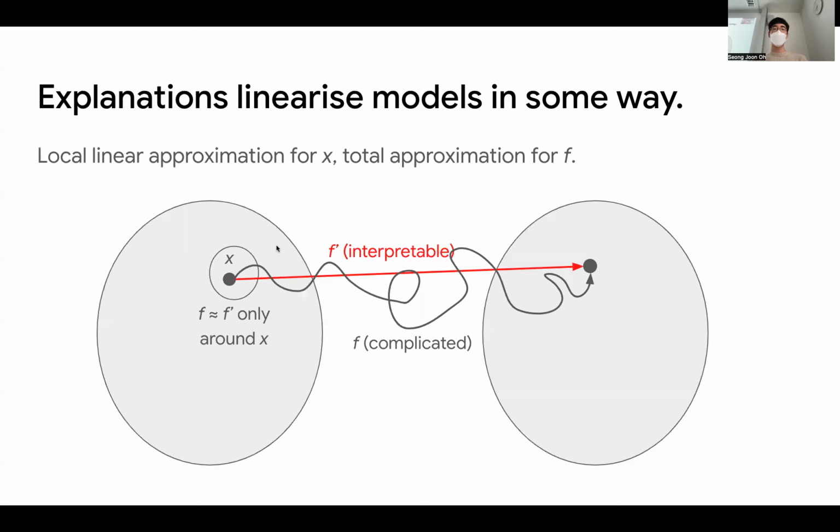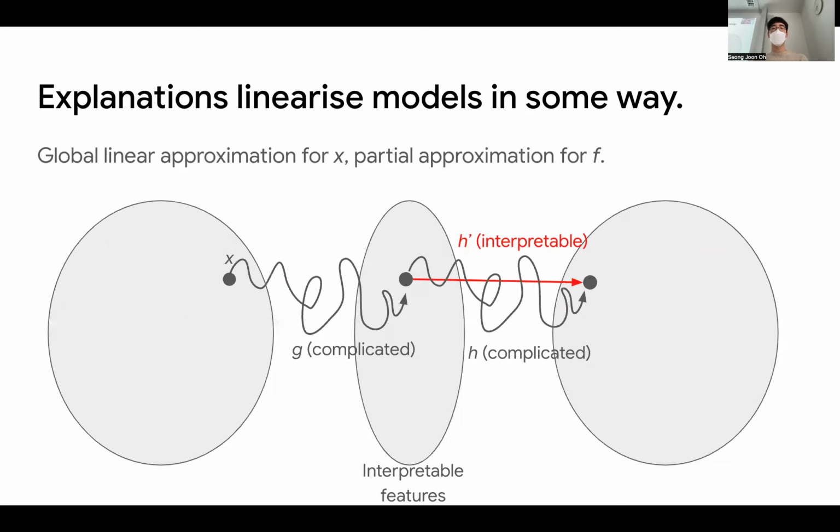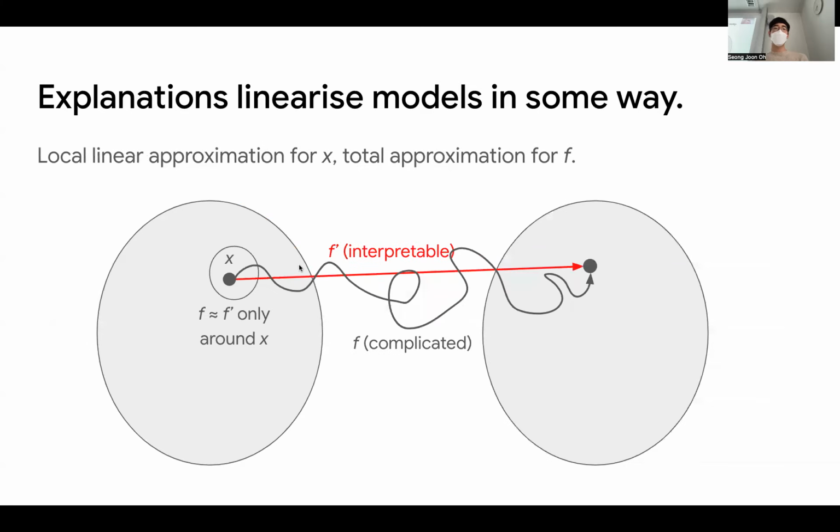So conceptually, what you can draw out of this is one way to linearize your model is by turning your complicated F model into an interpretable F prime model around the local neighborhood of your input X. Okay, so this is very easy. You can do it through taking gradients and so on, or doing any of the previous methods, right? These are all local methods. Around X, you can explain everything nicely in an interpretable way.